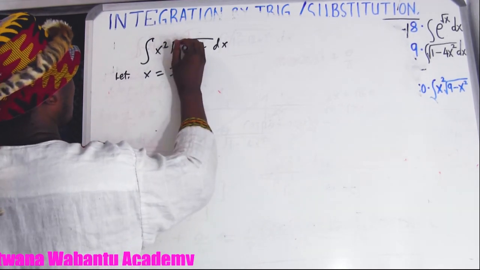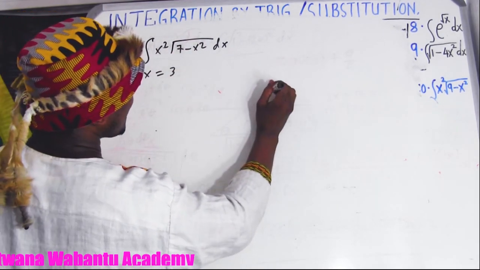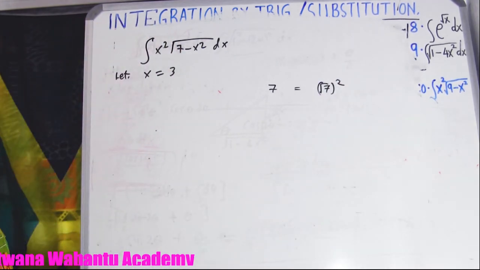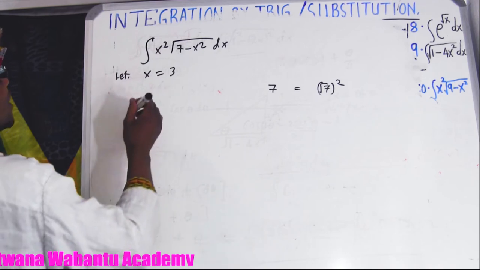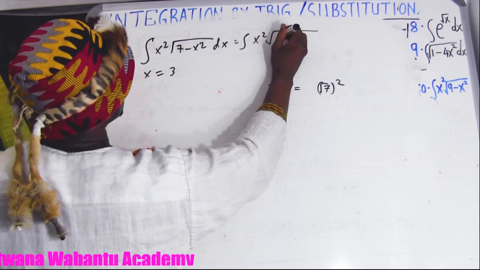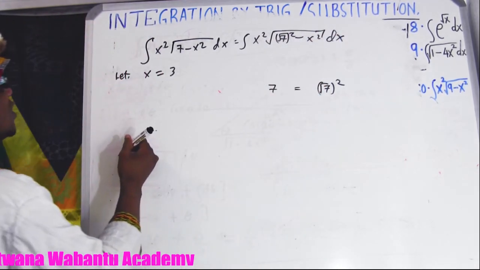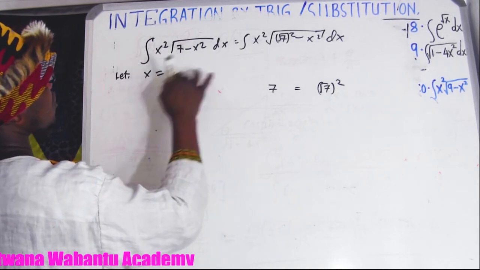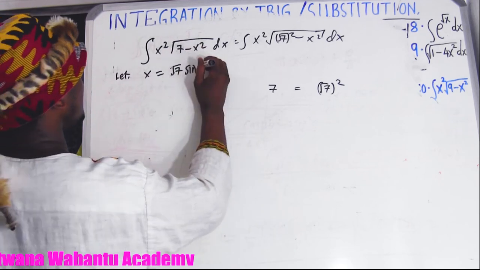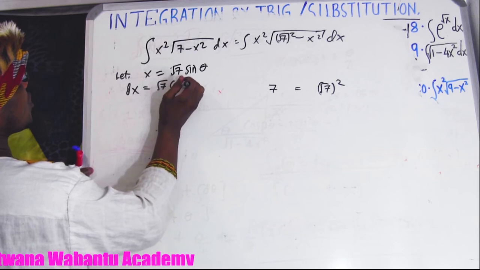Let's make 7. So if this is 7, meaning if you want to make a square, if somebody says 7, and if somebody says 7 squared, it's the same thing. So I'm going to replace this 7 with, this is going to say integral, x squared. I do so I can challenge myself. Okay, so this is going to be square root of 7 sine theta, dx equal to, differentiate this, square root of 7 cos theta d theta.